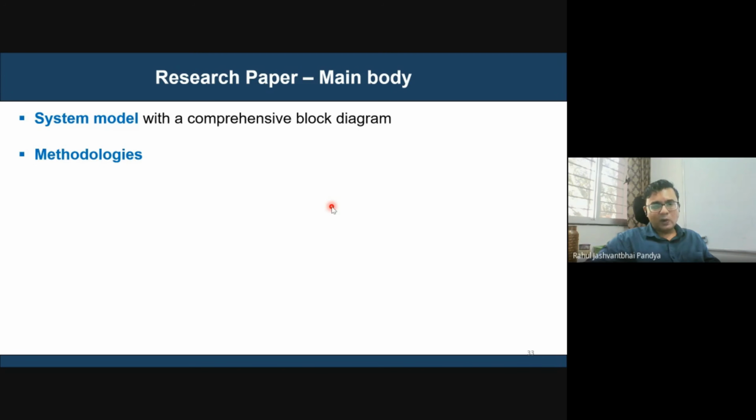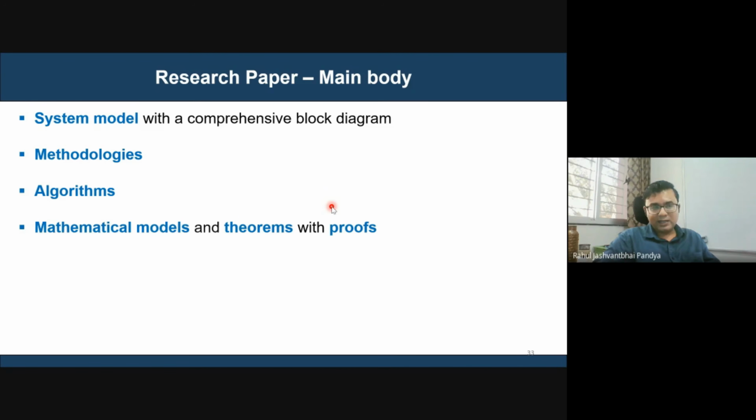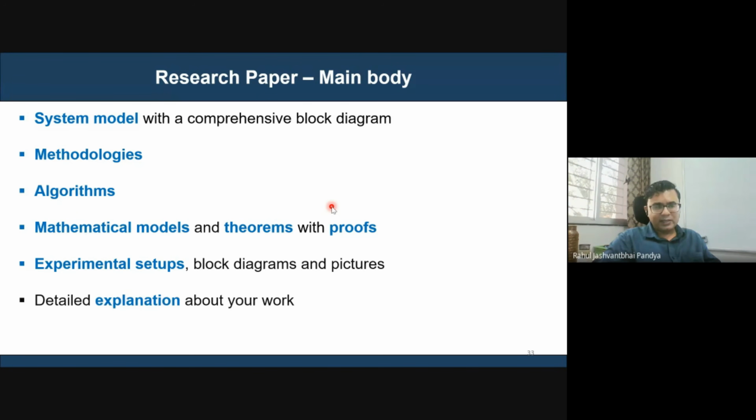Then subsequently, all the methodologies we have executed to address the problem statement, what we have worked out throughout the research. If there are algorithms, if it's a computer-oriented field, if there are any programs we are writing, then we can give the pseudocodes or mathematical equations or anything else, right? Mathematical models, theorems, proofs, those kinds of things. Experimental setups, if we are doing any physical experiments in the lab, block diagrams of those experiments, pictures, etc.